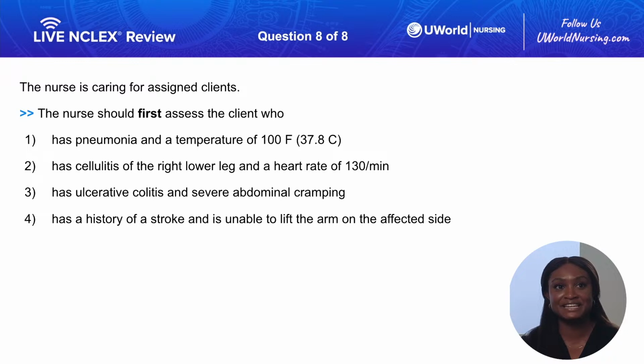Last question of the day. The nurse is caring for assigned clients. The nurse should first assess the client who, what? Option 1, has pneumonia and a temperature of 100 degrees Fahrenheit. Option 2, has cellulitis of the right lower leg and a heart rate of 130 beats per minute. Option 3, has ulcerative colitis and severe abdominal cramping. And option 4, has a history of a stroke and is unable to lift the arm on the affected side.